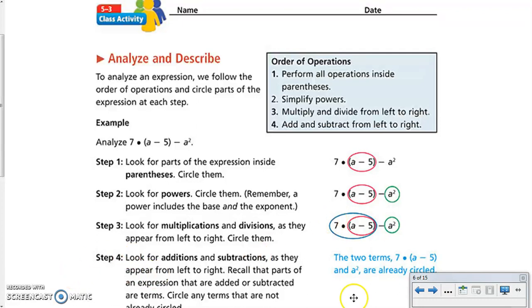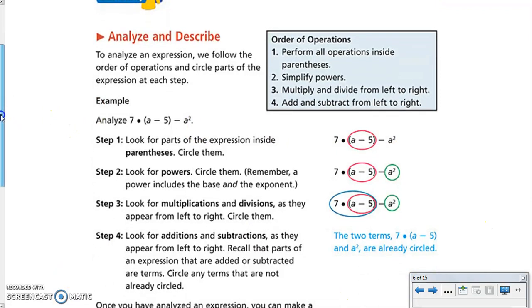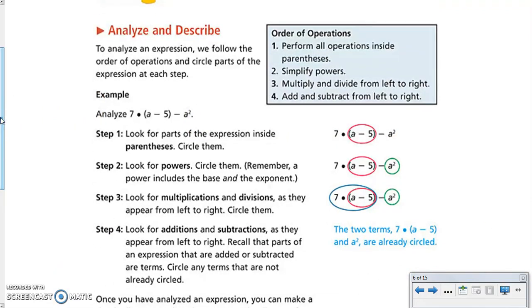Okay, and then step number 4 is to look for any additions and subtractions, again from left to right. And if there are any, you're supposed to circle them. But if you look back at this example, everything is already circled. Yes, things are going to be subtracted, but they're already circled. So we do not circle them again.